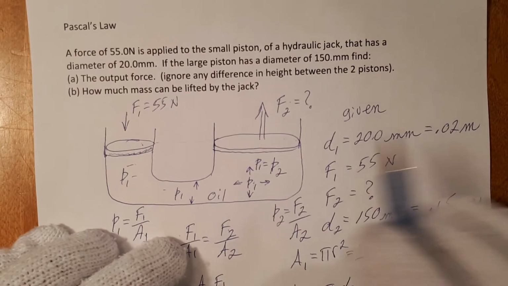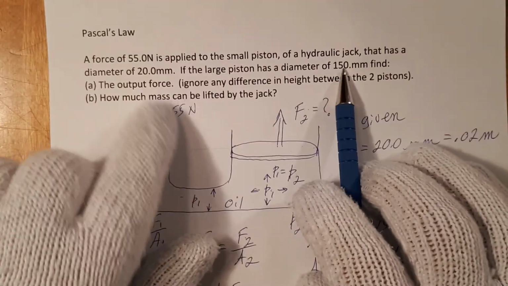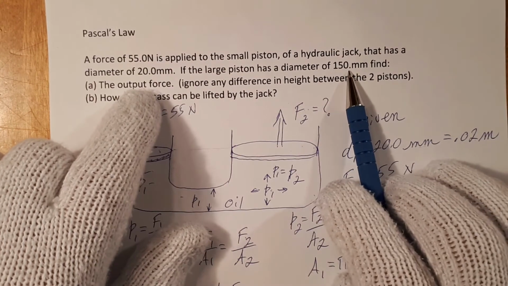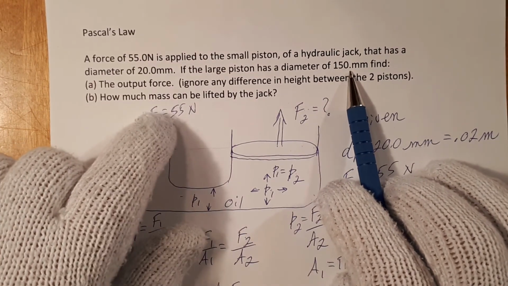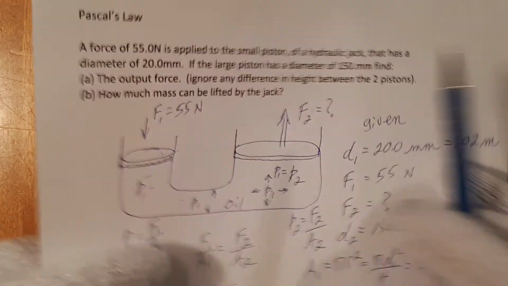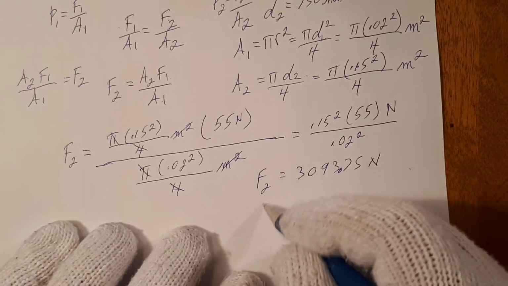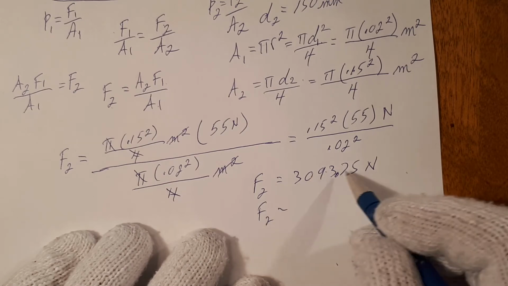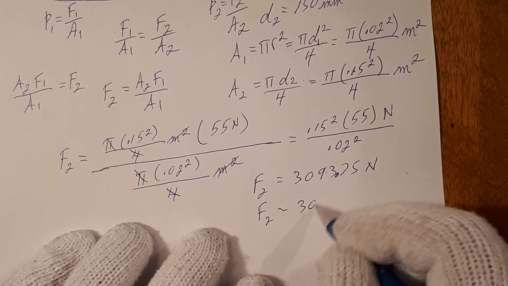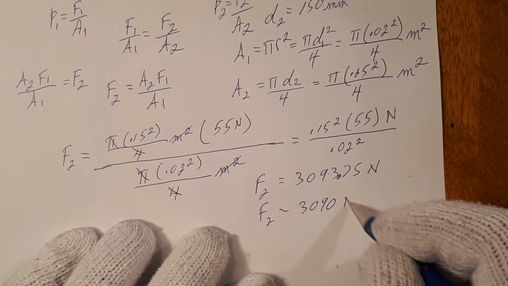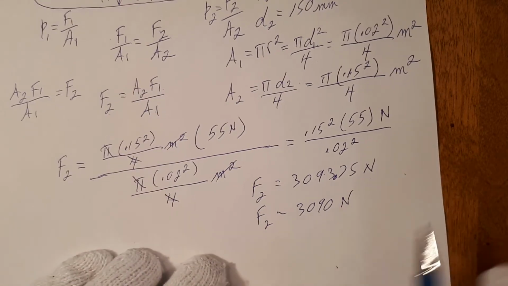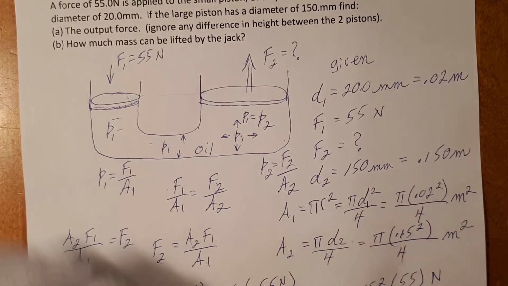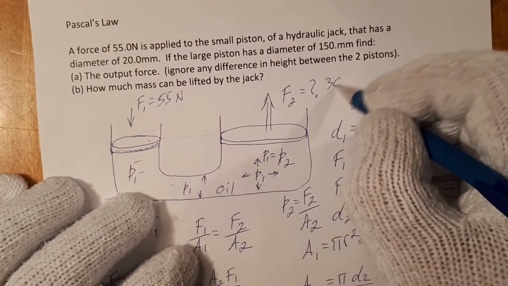Per proper sig figs, go back to your original question, and we have three significant figures, and this was to be three significant figures with a little decimal point here. So we'll round this to 3, 1, 2, 3, and that's less than 5, so we'll go with 3090 newtons. Therefore, the output force here is 3090 newtons.